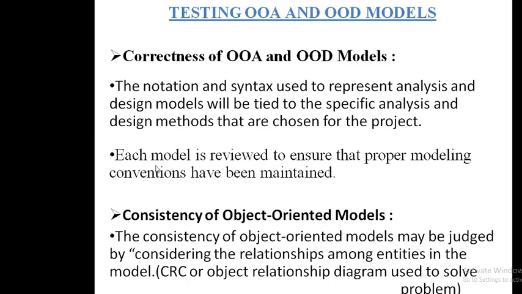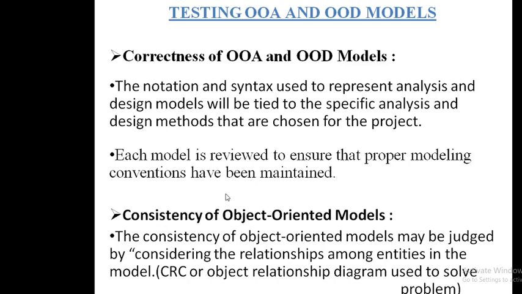So for that, each model is reviewed to ensure that proper modeling conventions are being maintained. That's why, when you are designing or modeling anything, we must review that model to ensure whether we are using proper modeling conventions or not. So this is the concept of correctness. When you maintain proper notations and syntax like this, we can maintain correctness in object oriented analysis and object oriented design models. So this is the first concept.